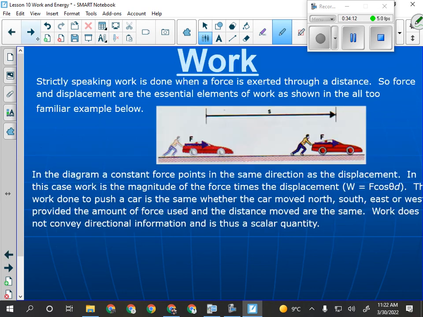Of course. So strictly speaking, work is done if a force is exerted through a distance, because that's the only way I can change the mechanical energy of something. I either have to change its shape, change its height, or change its speed. Any change in those things means I've done work. I've exerted a force through a distance to cause that.